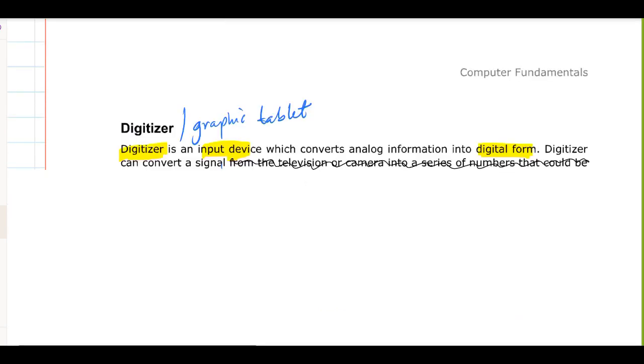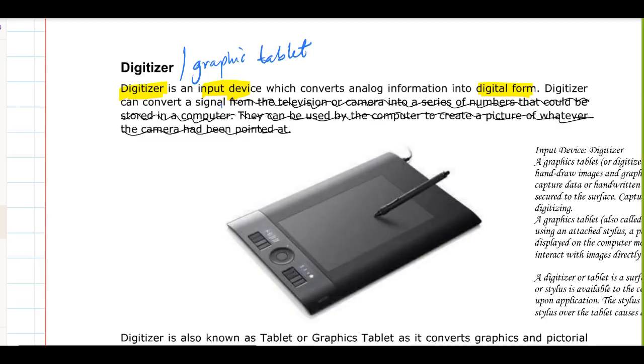Then I mentioned the digitizer or graphic tablet. There is some error in my notes. It starts well, it says that it is an input device which converts analog information into a digital form. But the rest of the story is wrong. But this is the idea. This is how my digitizer looks.